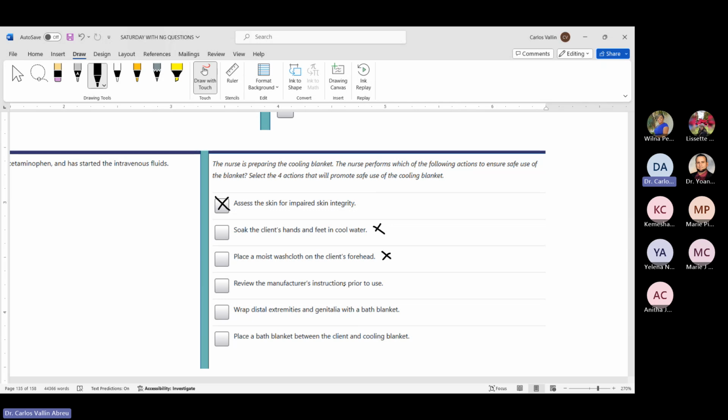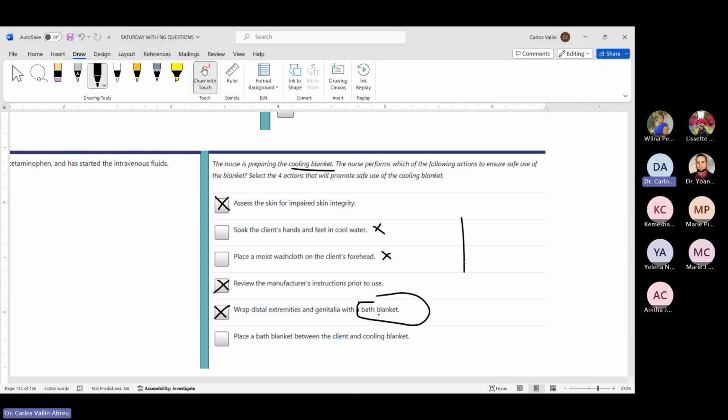Review the manufacturer's instruction prior to use, of course. Wrap distal extremities and genitalia with a bath blanket. Yes, because you protect them with the bath blanket. The bath blanket is not cold. The one that is cold is the cooling blanket.